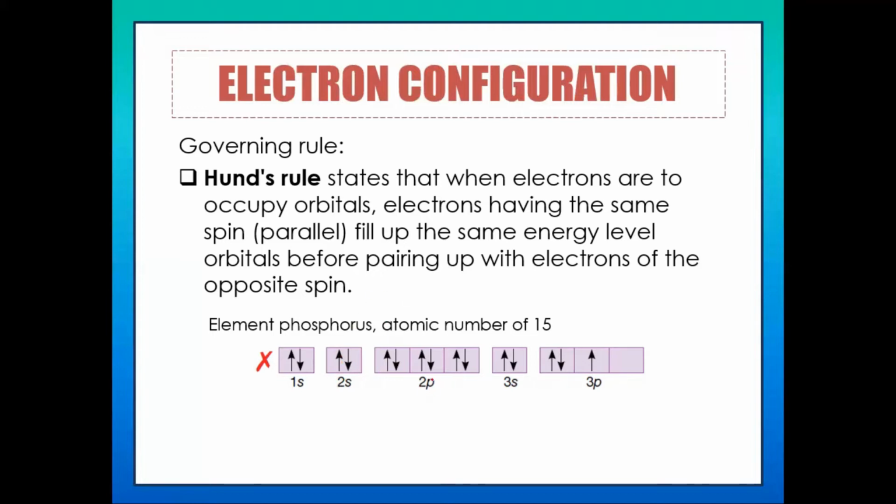Okay, for p, there are 3. That is why there are 3 boxes here. Okay, and for d, there are 5. So if you will draw the orbital for d, there should be 5 boxes, and for f there should be 7 boxes. Okay, so that's the importance of remembering the number of orbitals, so that once you draw the orbital diagram of an element, you know the number of boxes for each orbital.